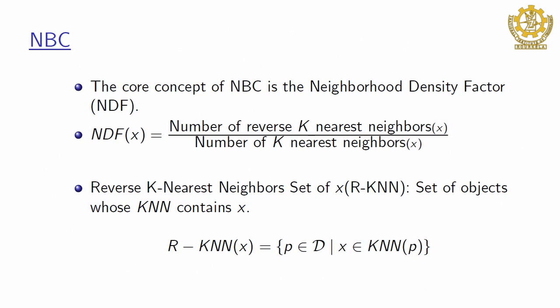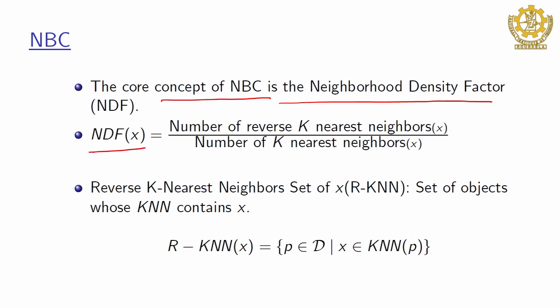The core concept of the NBC is the neighborhood density factor, that is NDF. In the earlier concept we had the core point, border point and noisy point. Here also we will do the same thing, but in a different way. We need to understand what the neighborhood density factor is. If you understand this very clearly, then you can understand the rest of the algorithm very easily. So, what is that NDF? That is the neighborhood density factor.